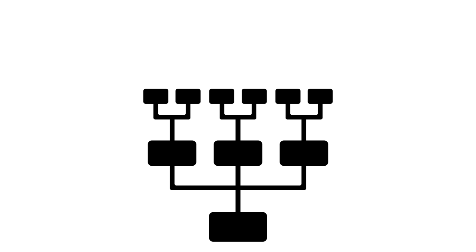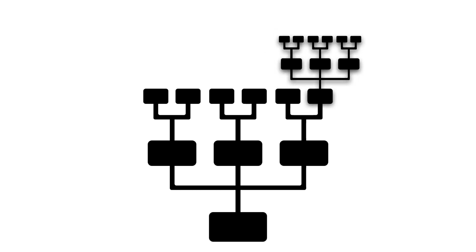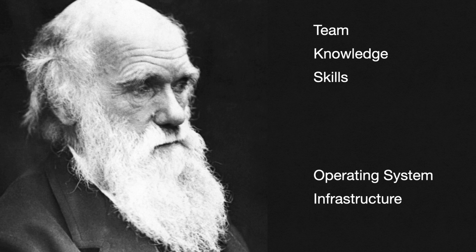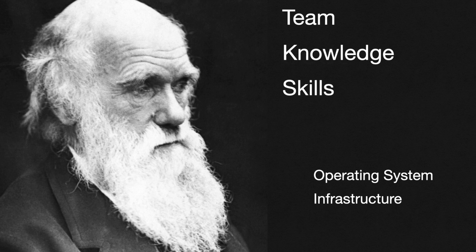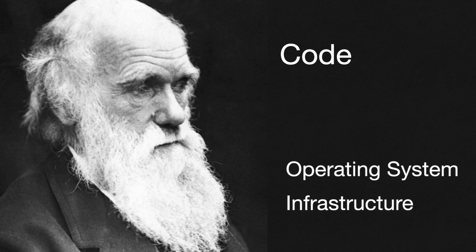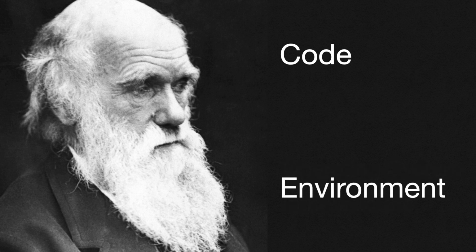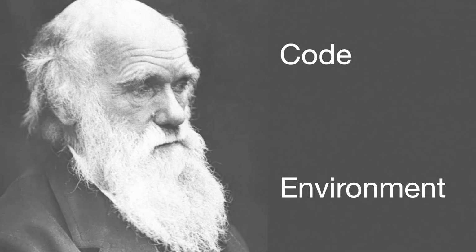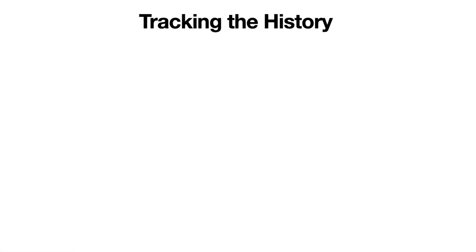What is the problem here? Dependencies. Growth of the team, knowledge and skills reflects on the code. Growth of the operating system and infrastructure through updates and upgrades reflects on the environment. What is another problem here? History of the evolution. Without logging, you can't track evolution. You can't come back to your experiment from a week ago.